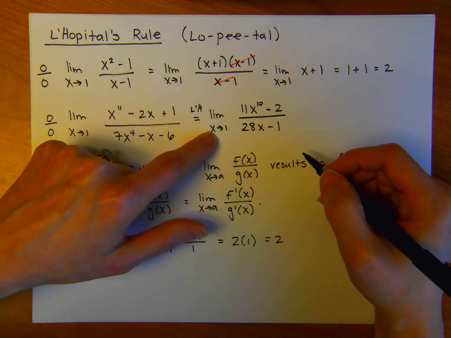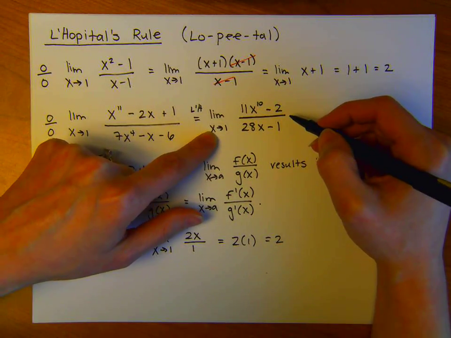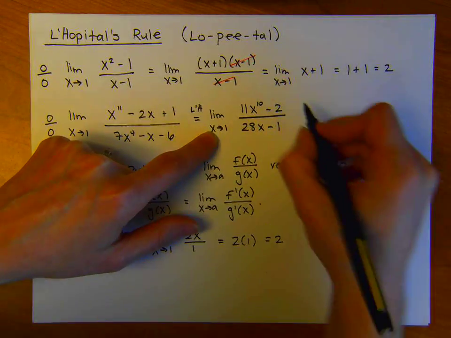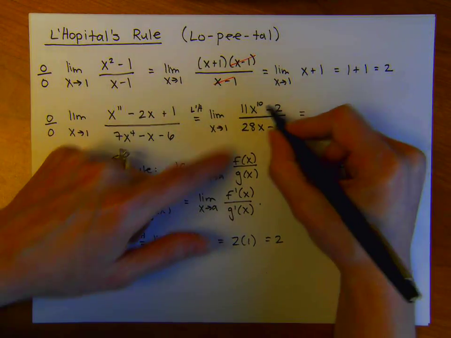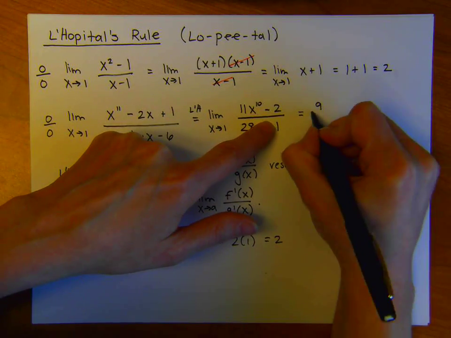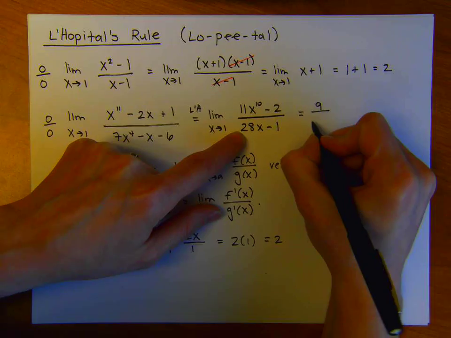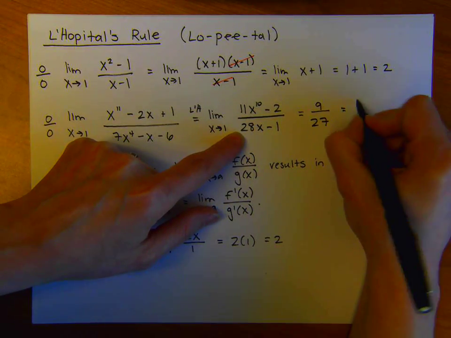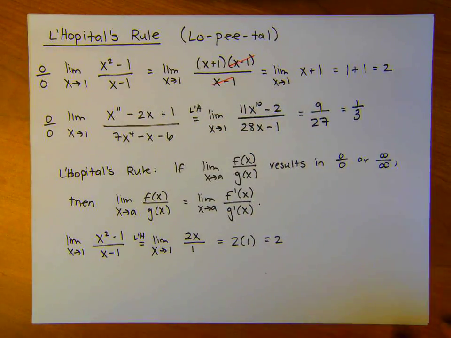Now when we plug in 1, notice we no longer get the indeterminate form of 0 over 0. We now get 11 minus 2, plugging 1 in, 1 to the 10th. 11 minus 2 would be 9, over 28 minus 1, which would be 27, and I get then an answer of 1/3.